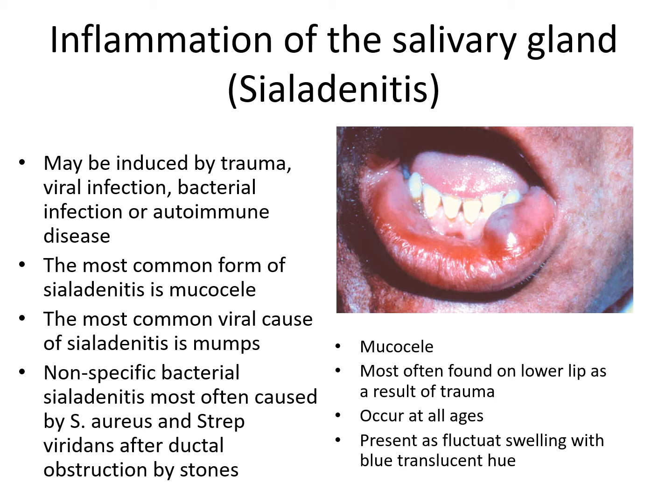The most common form of sialadenitis is mucocele, and the most common viral cause of sialadenitis is mumps. Non-specific bacterial sialadenitis most often is caused by either Staph aureus or Strep viridans after ductal obstruction by stones. This picture shows mucocele. This is often seen in the lower lip as a result of trauma, and this occurs at all ages. The presentation is a fluctuant swelling with blue translucent hue.